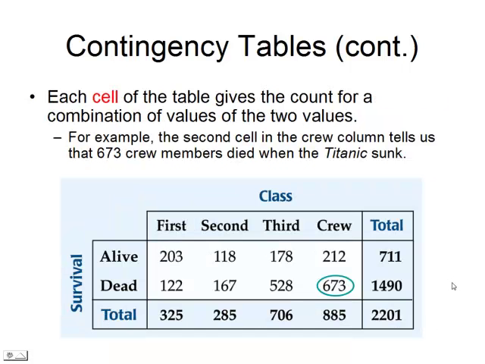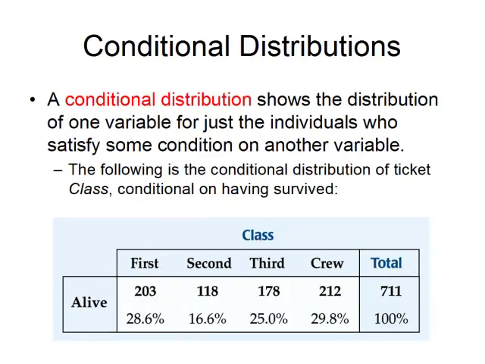Each cell of the table gives the count for a combination of values of the two variables. For example, the second cell in the crew column tells us that 673 crew members died when the Titanic sunk. A conditional distribution shows the distribution of one variable for just the individuals who satisfy some condition on another variable.